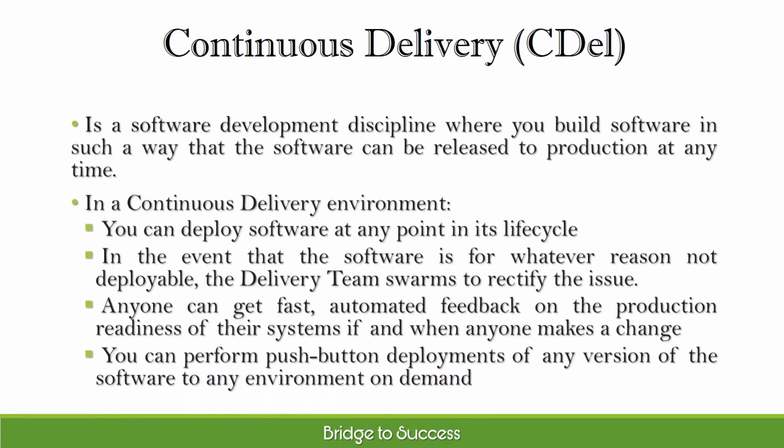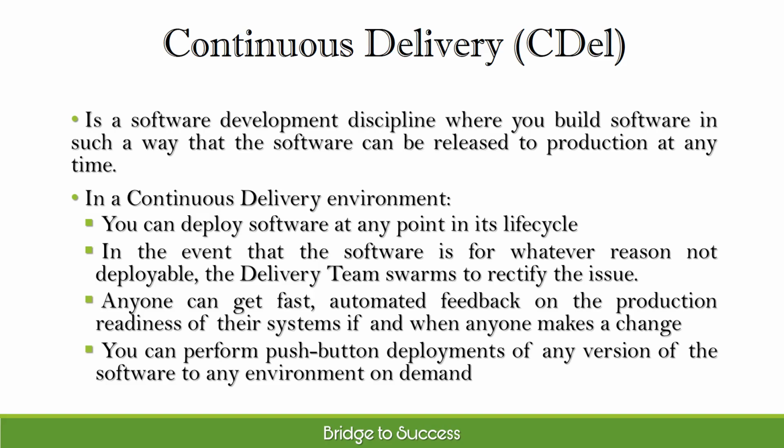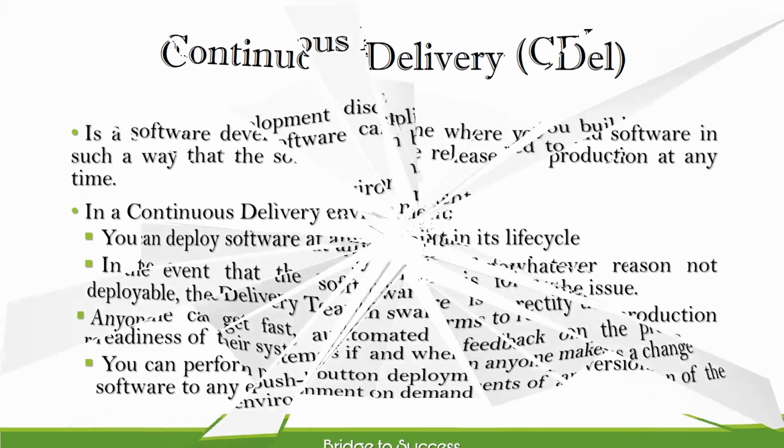In a continuous delivery environment, you can deploy software at any point in its life cycle. In the event that the software is for whatever reason not deployable, the delivery team swarms to rectify the issue. Anyone can get fast, automated feedback on the production readiness of their systems if and when anyone makes a change. You can perform push-button deployments of any version of the software to any environment on demand.